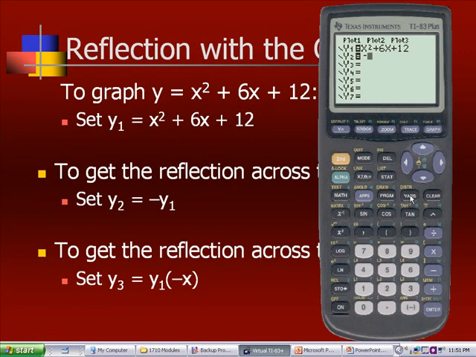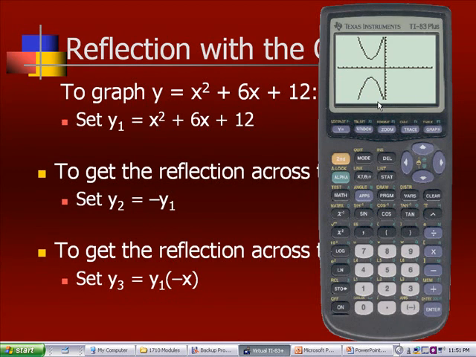Okay, and the way we find that is we go into the VARS, then we slide over to Y-VARS, and we want the function of Y variables, which would be right there, so there is the negative of y1. So when we graph that, there's the x squared, and then if we shift that across the x-axis, it shows up down here as the negative of it.